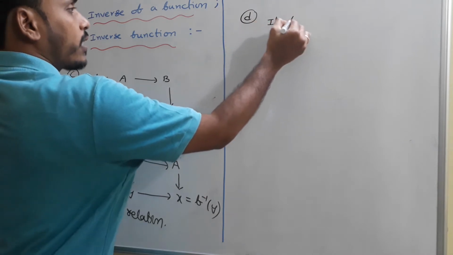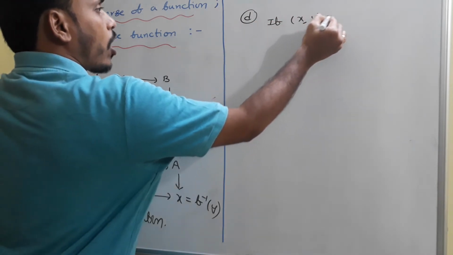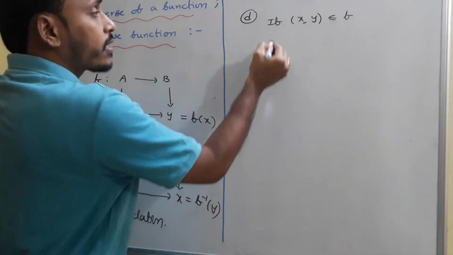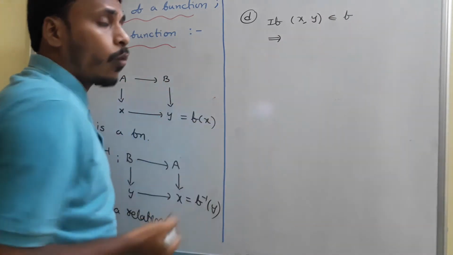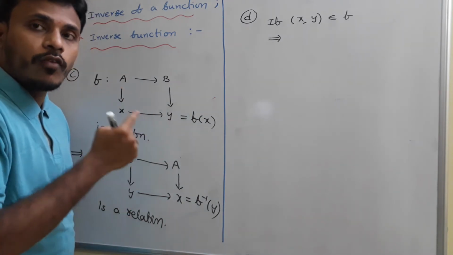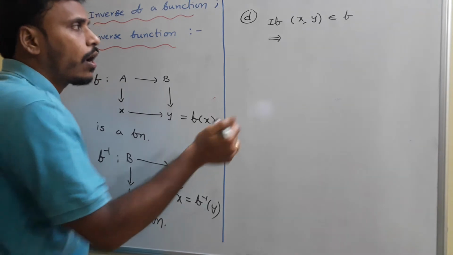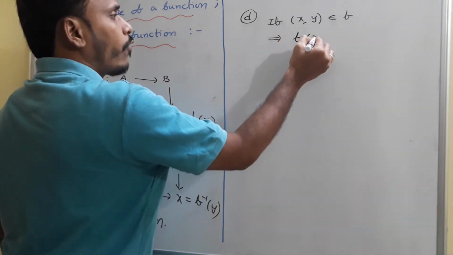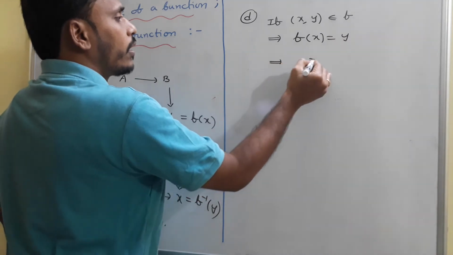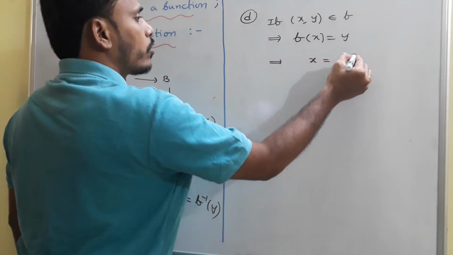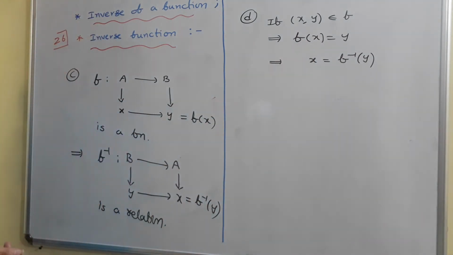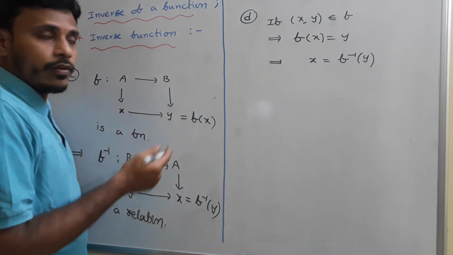If x comma y is an ordered pair of the function f, what does it mean? F is just connecting x of the first set to y of the second set. That means f of x is equal to y. And since f of x is equal to y, it is very clear that x is equal to f inverse of y.